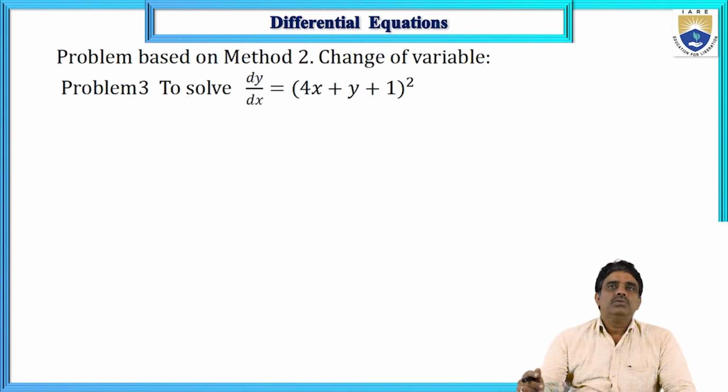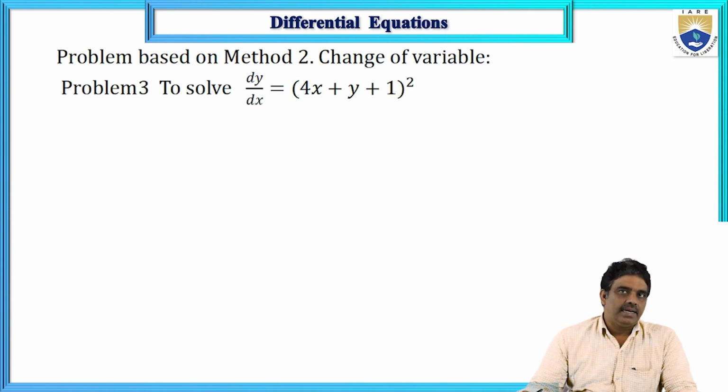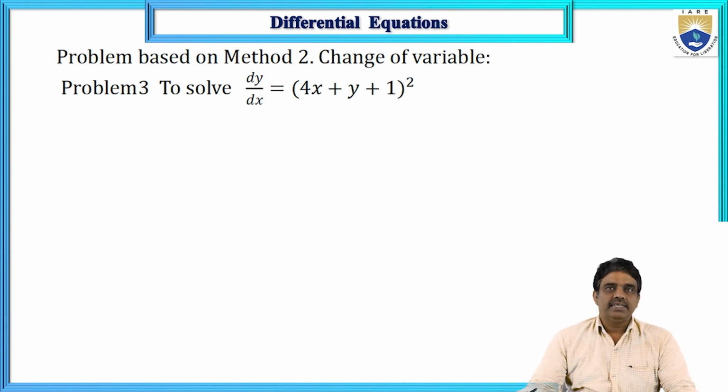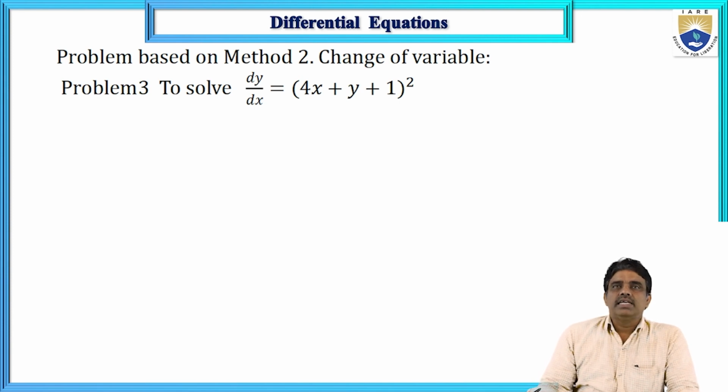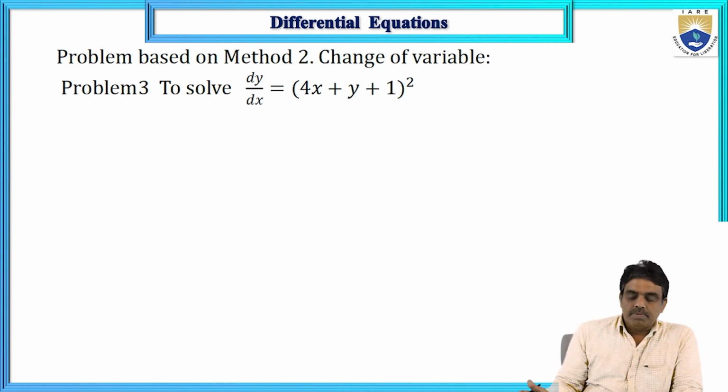So this is also a similar method. dy by dx is equal to 4x plus y plus 1 whole square. Here also it is not possible to separate the variables, x variables on the dx side and y variables on the dy side. So in this case also, we have to substitute another variable for 4x plus y plus 1.